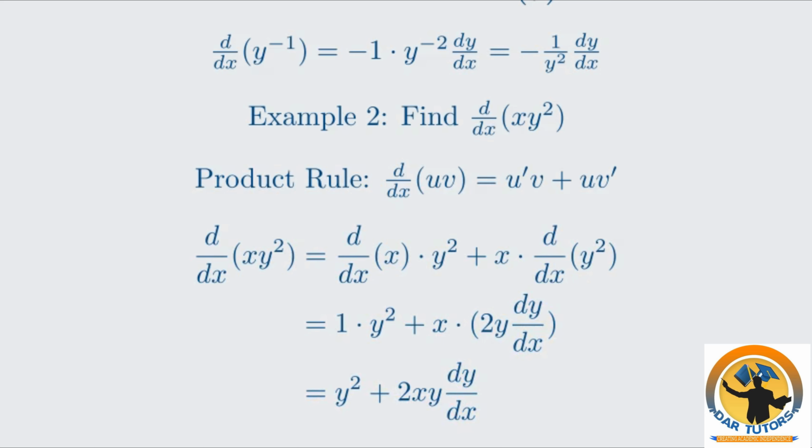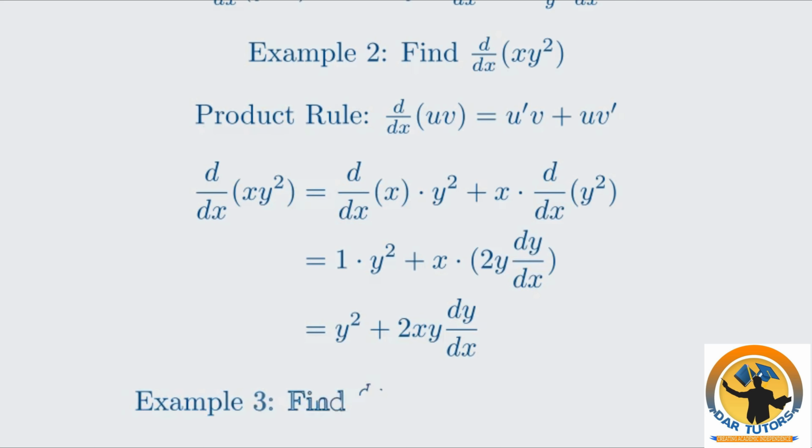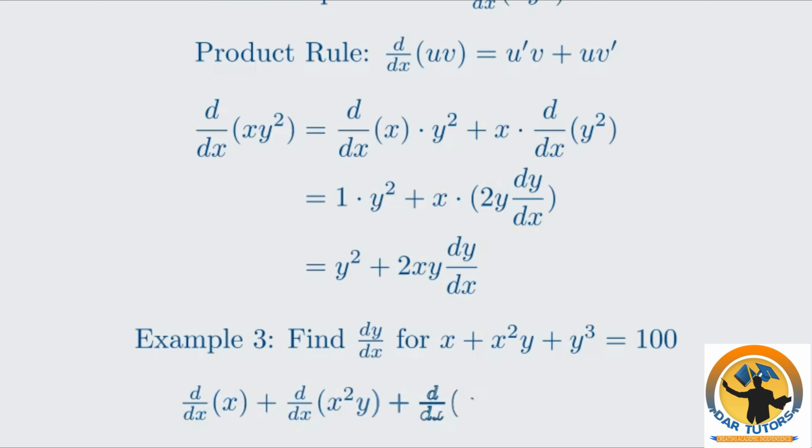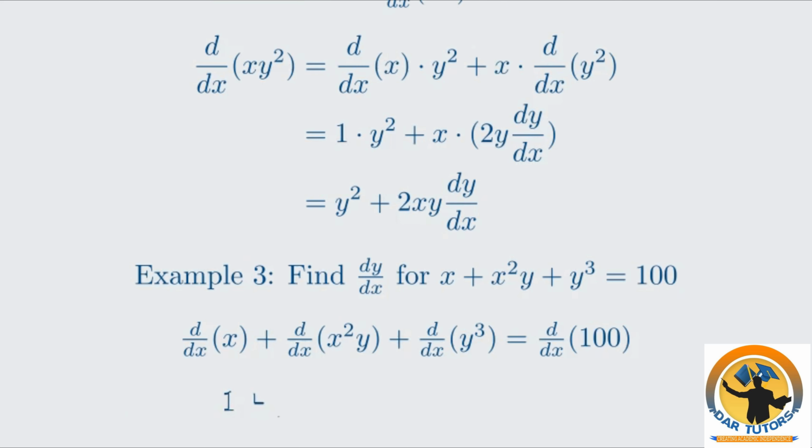Now let's combine these ideas to find dy/dx for a more complex implicit equation. Consider the equation x plus x squared y plus y cubed equals 100. We differentiate each term with respect to x. The derivative of x is 1. The derivative of x squared y requires the product rule, giving us 2xy plus x squared dy/dx. The derivative of y cubed is 3y squared dy/dx, and the derivative of 100 is 0.